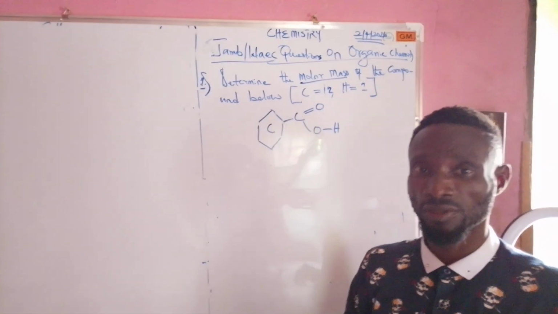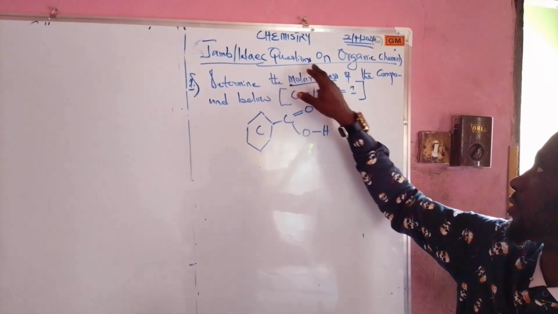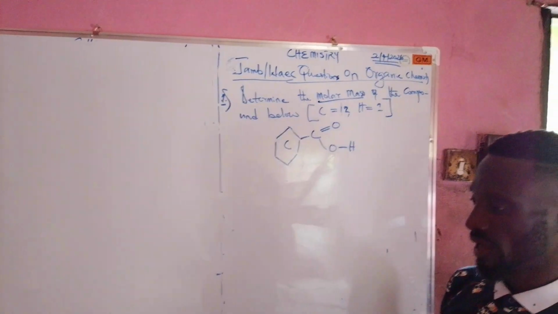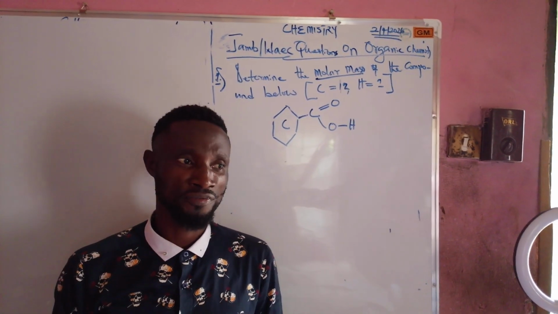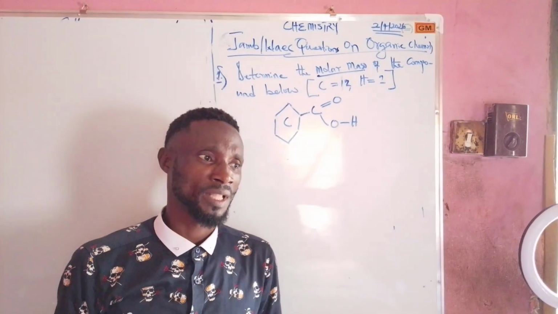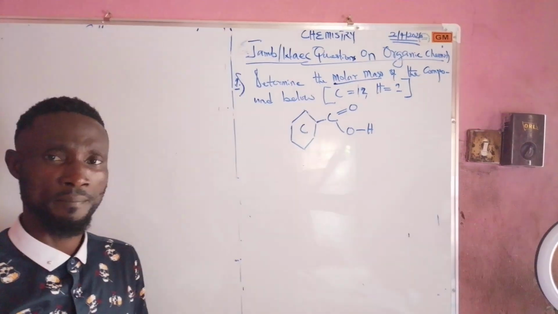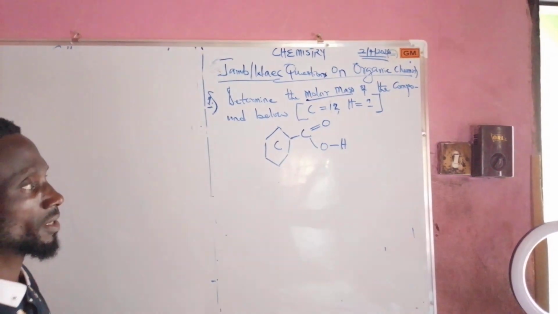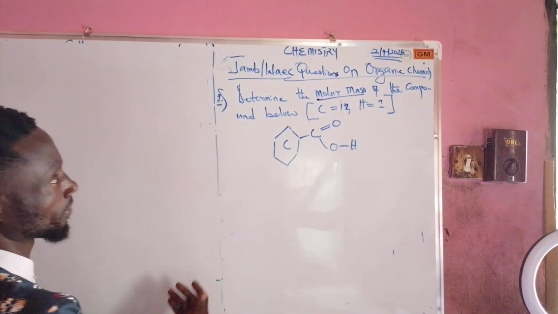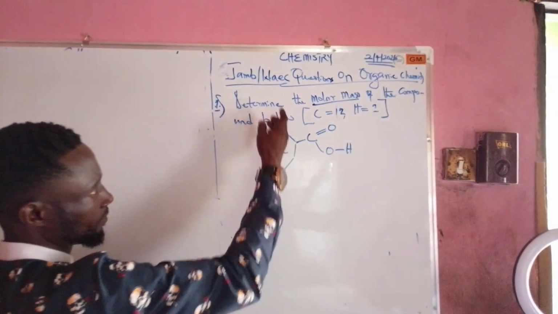In today's class, precisely, we'll be looking at JAMB and WAEC questions on organic chemistry. And of course, it will be a very good privilege for those of you writing JAMB this year, because from our findings, we observed that the majority of questions are coming from organic chemistry. Before us today, we'll be given a problem: determine the molar mass of the compound below.